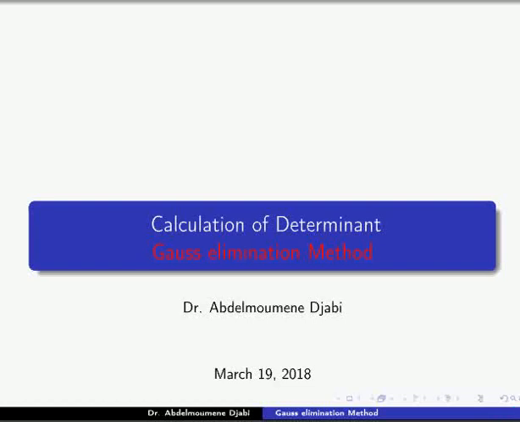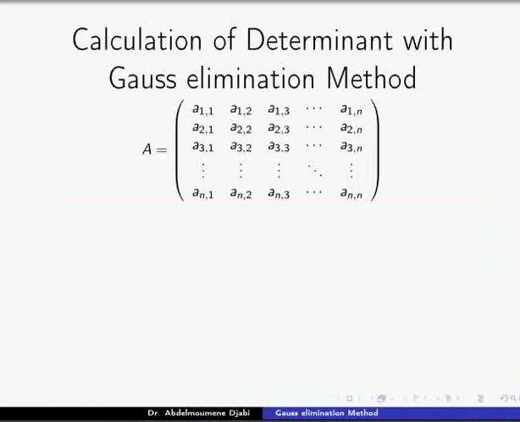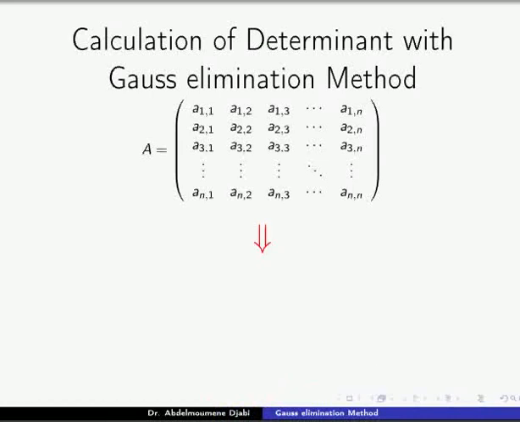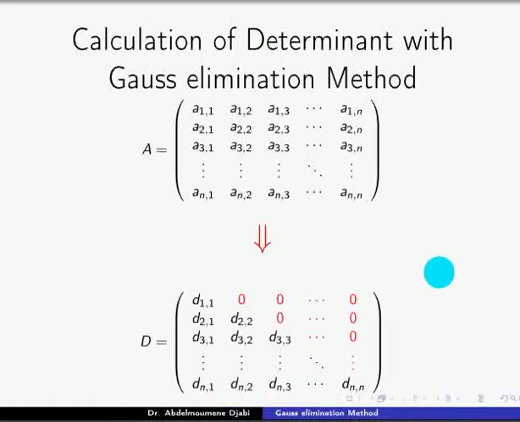The subject of this video is the calculation of determinant using the Gauss elimination method. The main idea of this method is to transform our matrix to another matrix, upper triangular or lower triangular, where the determinant of a matrix upper triangular or lower triangular equals the product of its diagonal elements, and after we get the determinant of the first matrix A.